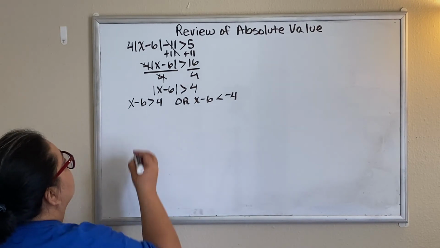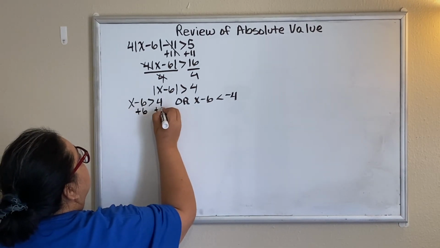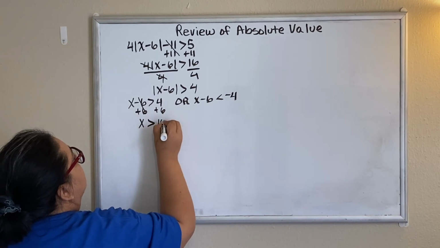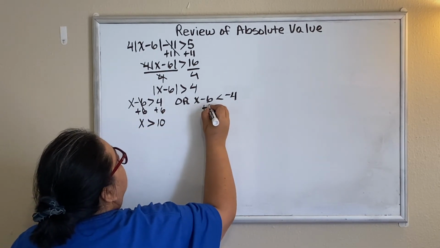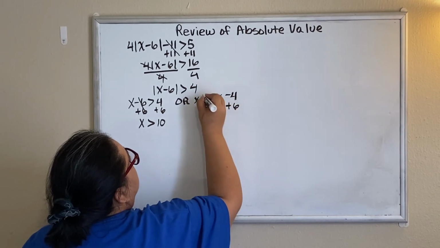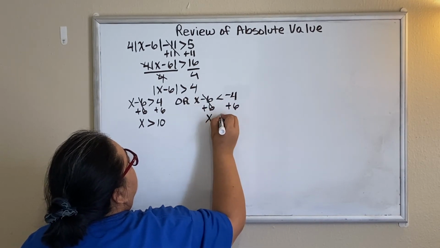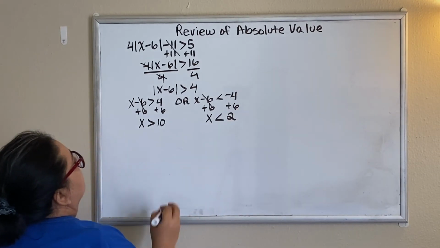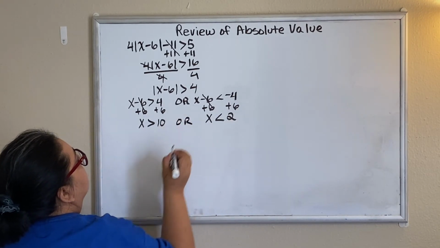So now we solve. We're going to add 6 to both sides here, eliminating the 6, and we get x is greater than 10. Over here, same thing, add 6 to both sides, eliminating the 6, and we get x is less than 2. Negative 4 plus 6 is 2. And this is an or statement.